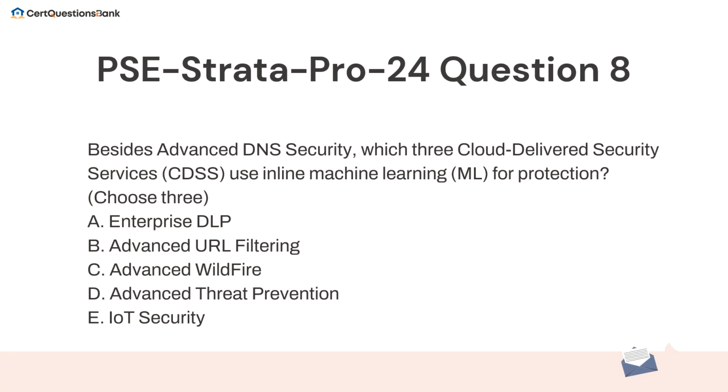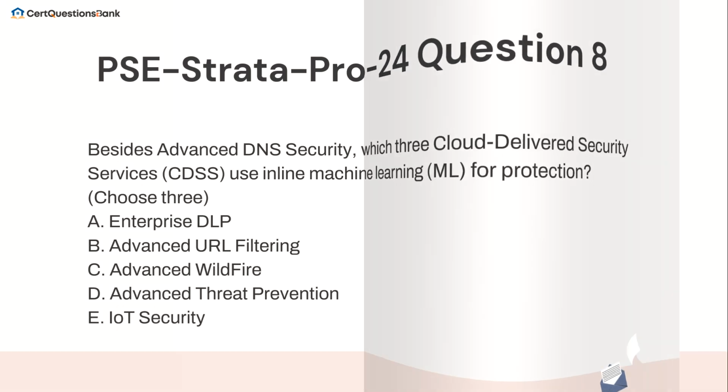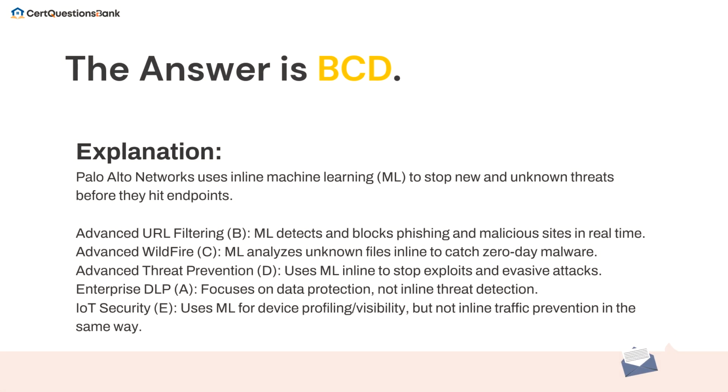Besides advanced DNS security, which 3 cloud-delivered security services, CDSS, use inline machine learning, ML, for protection? Choose 3. A. Enterprise DLP. B. Advanced URL Filtering. C. Advanced WildFire. D. Advanced Threat Prevention. E. IoT Security. The answer is BCD.